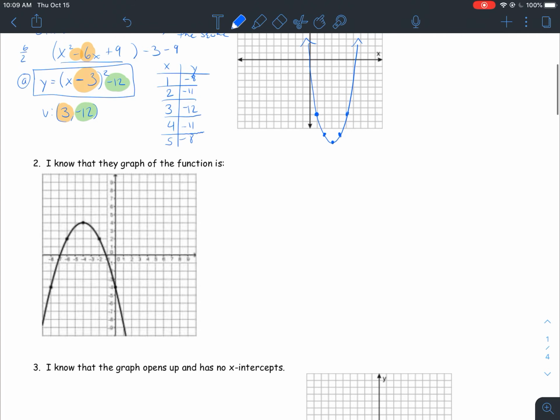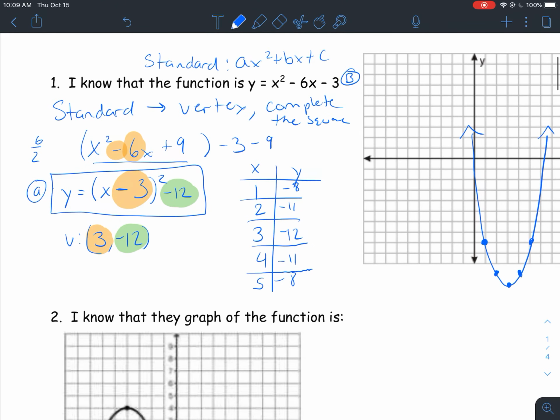So this is how you do the problem when you start with standard form. You can go from standard to vertex and then plot your points using Desmos. You go from standard to vertex by completing the square.